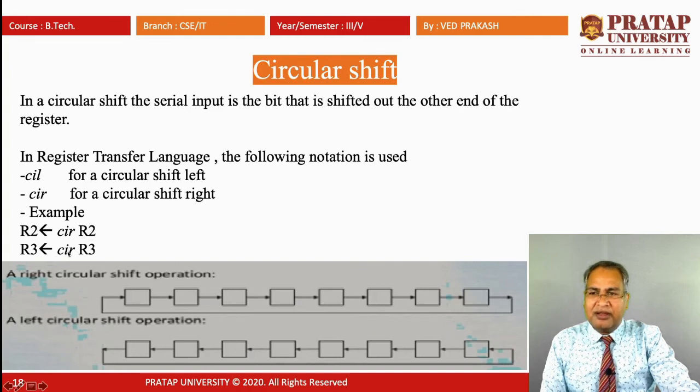And similarly, CIL R3 means circular left rotation in R3, and after rotation we again shift the content of R3 into R3. So, we can also say there is no bit loss. We basically rotate the data in a register. So, here sometimes MSB becomes LSB and LSB becomes MSB.